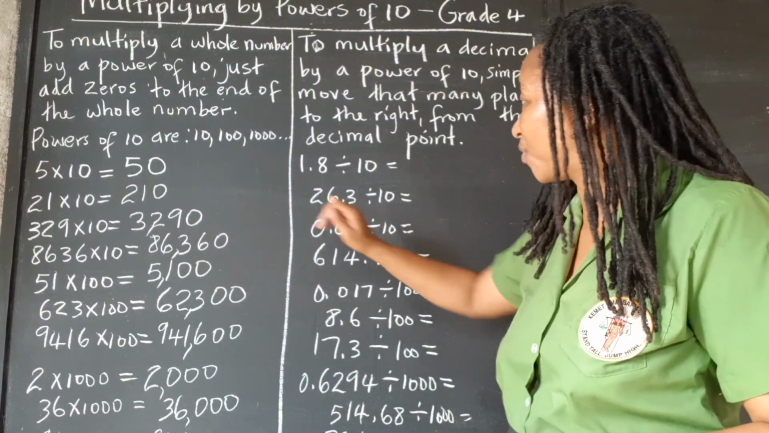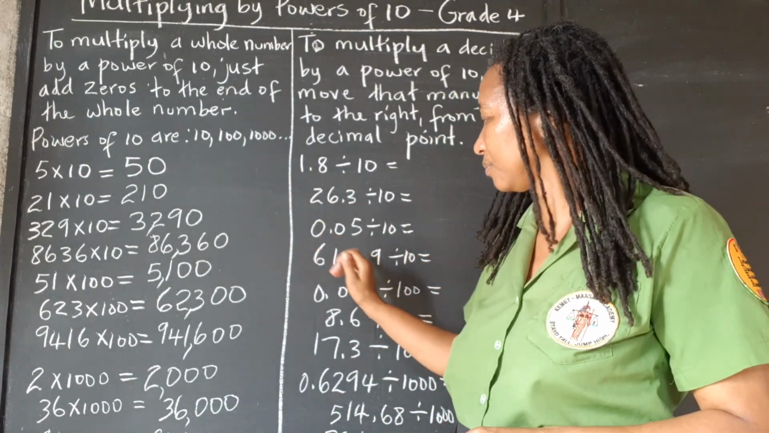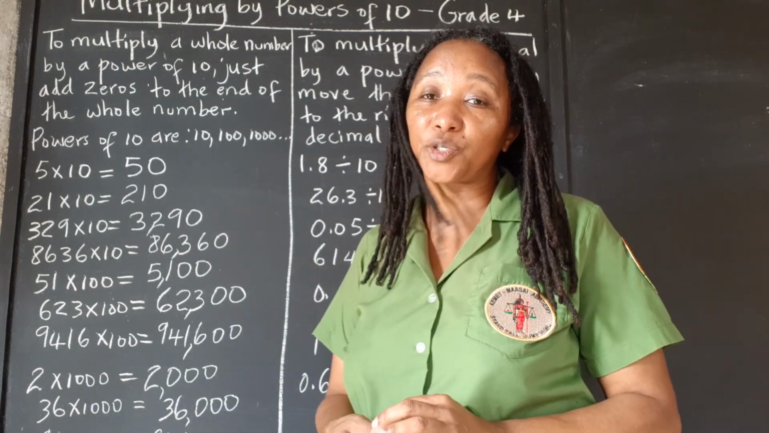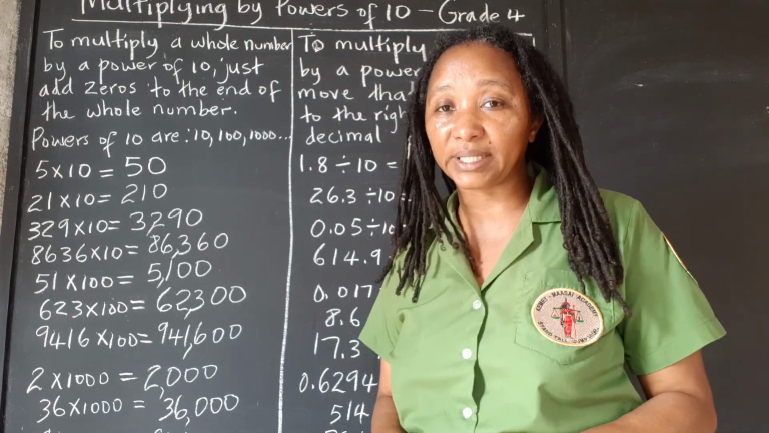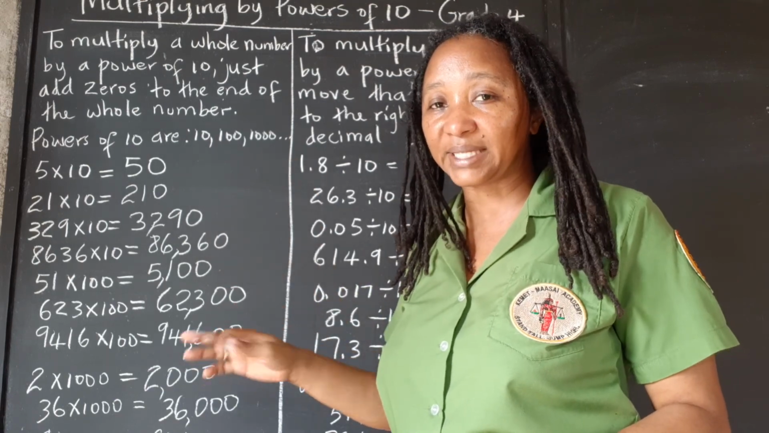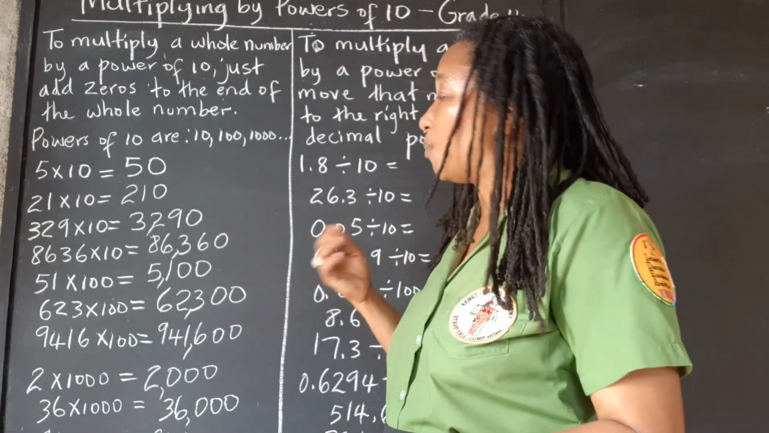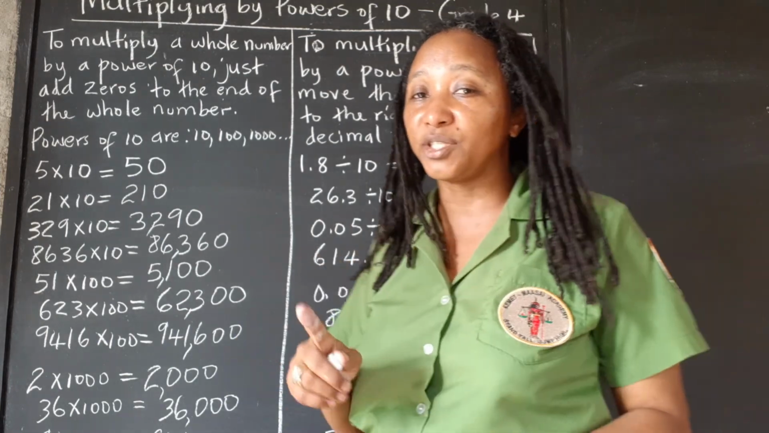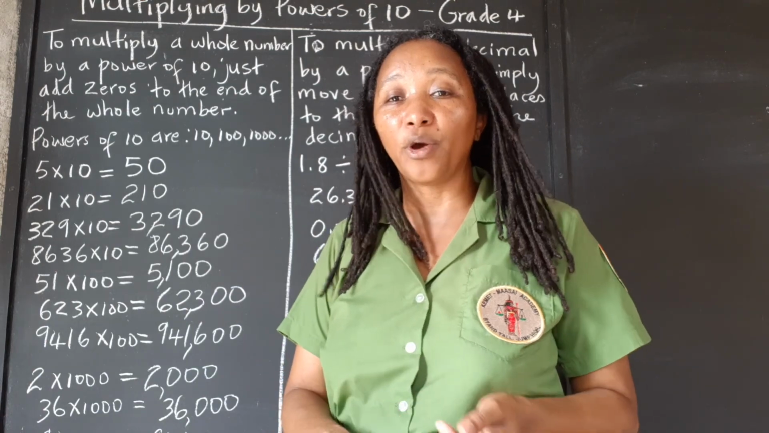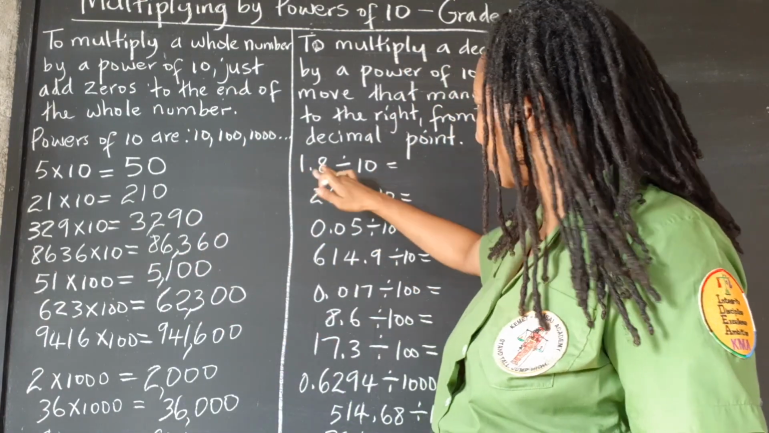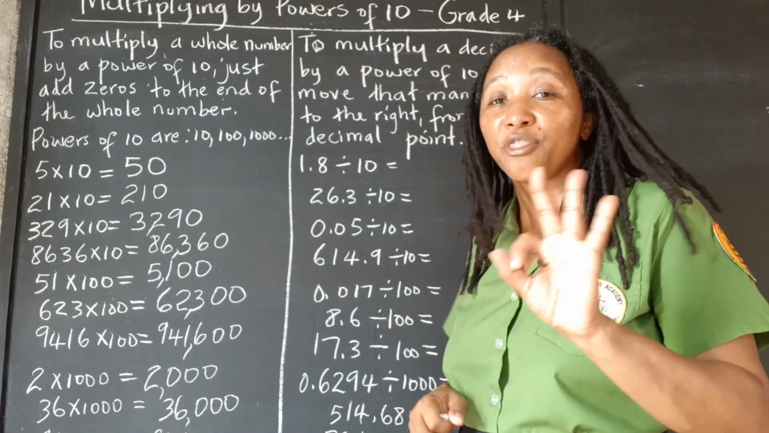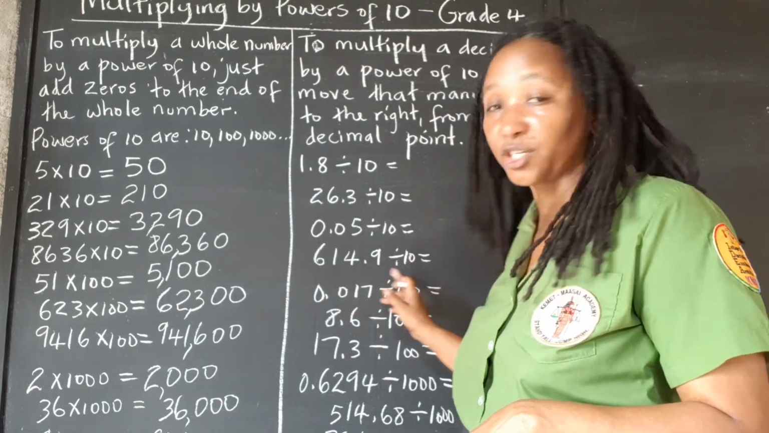So decimals will of course have a decimal point in them. It's also simple because all we need to do is to identify where the decimal point is, and we're going to move that point the number of places to the right. So if we're multiplying by 10, 10 has 1 zero, we're moving 1 place to the right. If we're multiplying by 100, we're going to move 2 places to the right, this direction. If we're multiplying by 1,000, we're going to move 3 places in this direction.